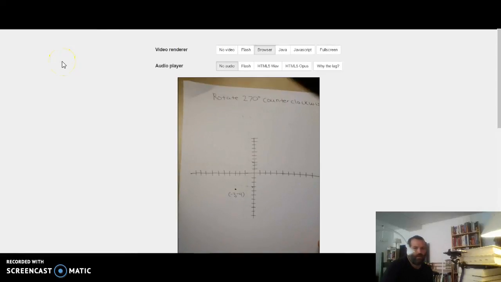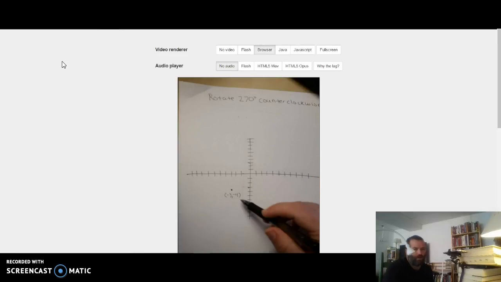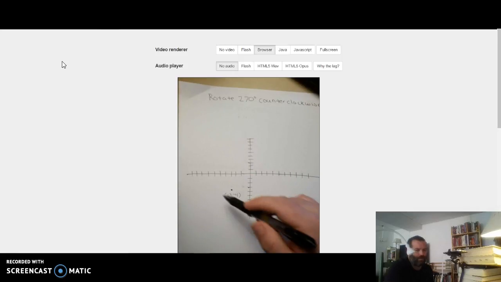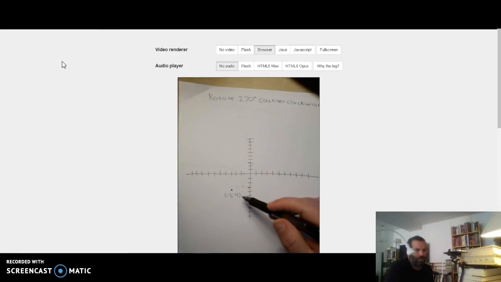Okay, so in this video, we're going to learn how to rotate a point 270 degrees counterclockwise. So I have a point right here in this quadrant. The point is -3, -4. And I want to rotate it 270 degrees counterclockwise. Counterclockwise is going to be in this direction.